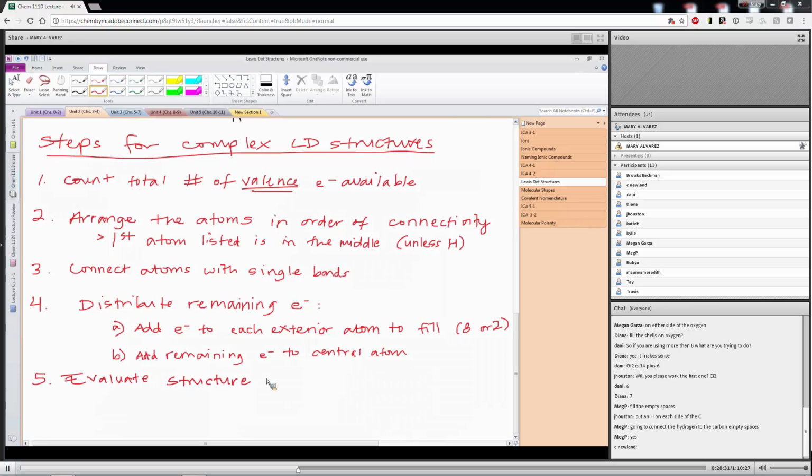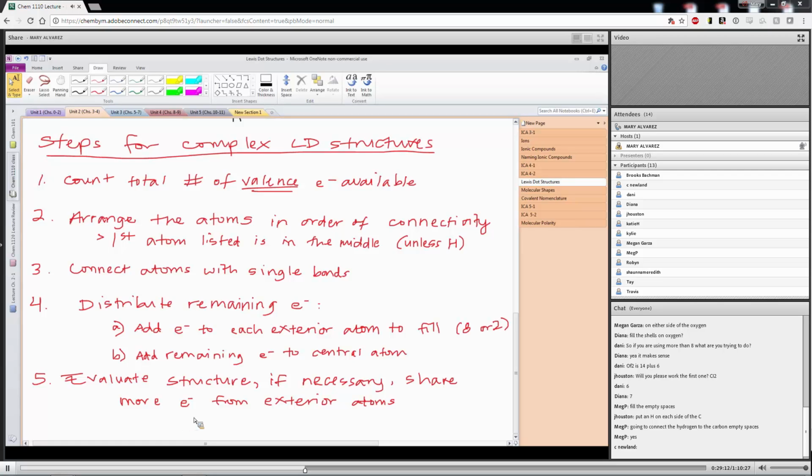But if they don't have a full shell, then we're going to share more electrons than just the single bond. So if necessary, share more electrons from the exterior atoms. I can't add more electrons because I've used all of the electrons that are available, but I can take one of the lone pairs from an exterior atom and move it into a bond to the central atom so that it gets a full shell.